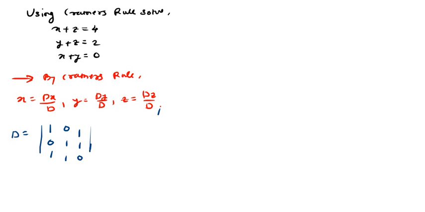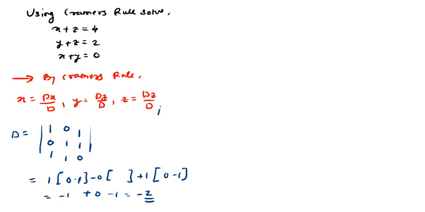So let's solve this determinant. This will be 1 into 0 minus 1, then minus 0 into, this term will be 0, plus 1 into 0 minus 1. So this will be minus 1 plus 0, and minus 1, which is minus 2. So we got the value for capital D.